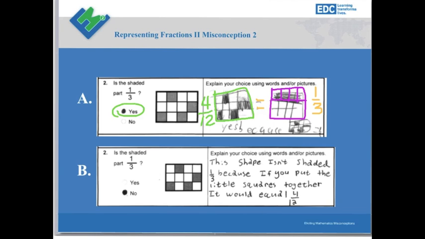Student B chose the incorrect response, stating, "The shape isn't shaded 1/3 because if you put the little squares together, it would equal 4/12." While the student could accurately name the fraction for the figure, the student did not provide evidence that 4/12 was equal to 1/3. This is an example of misconception 2.